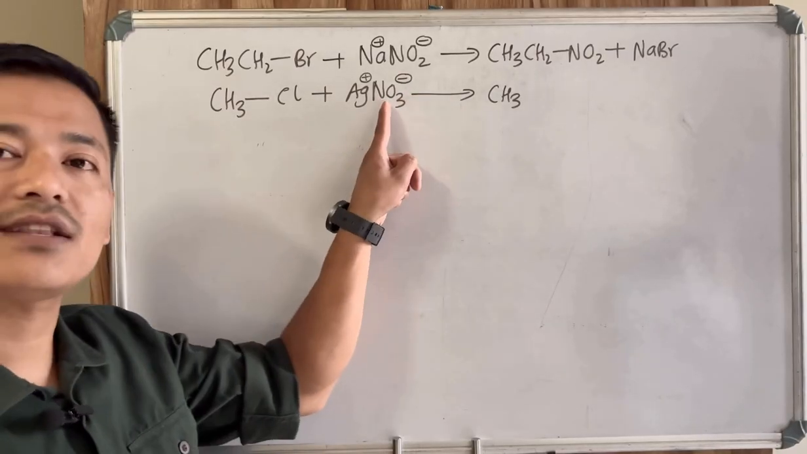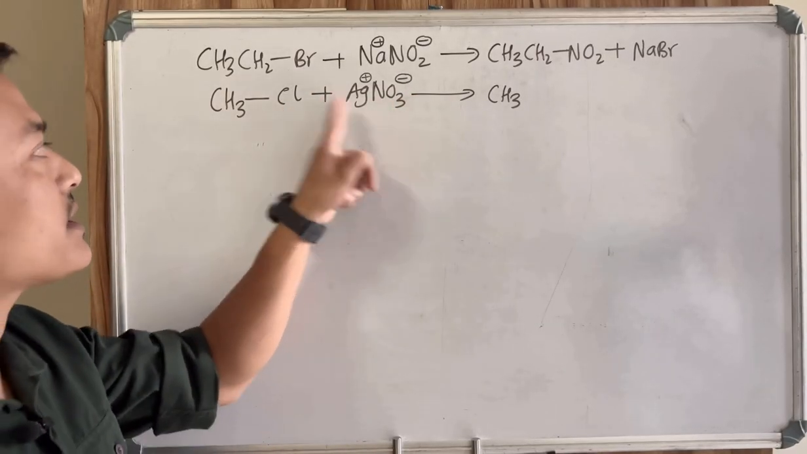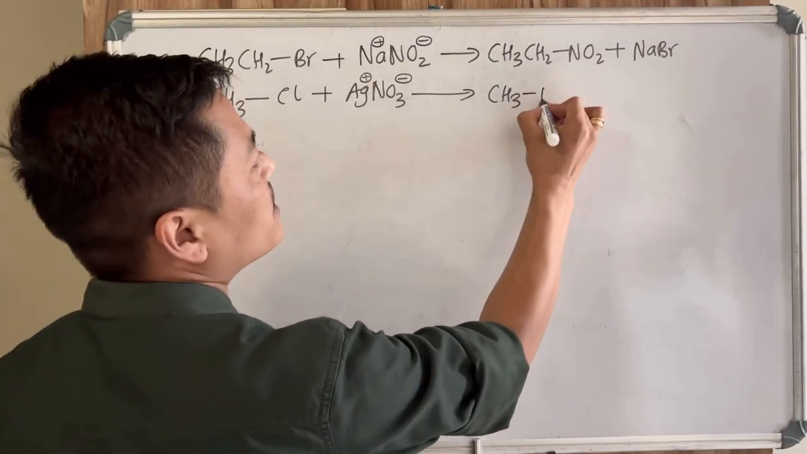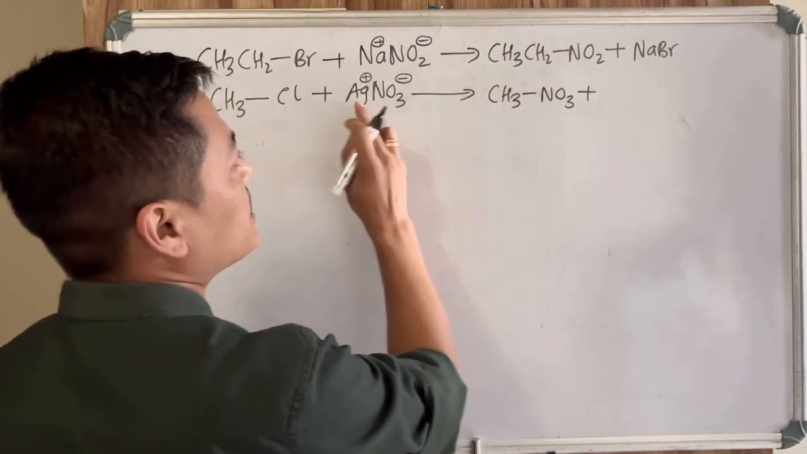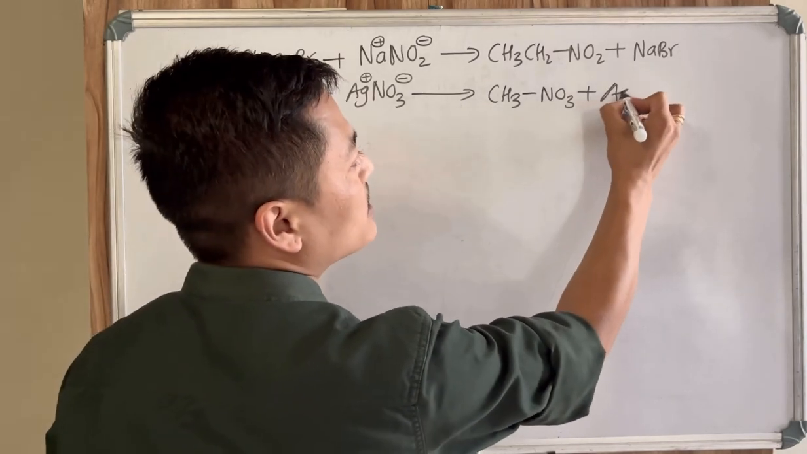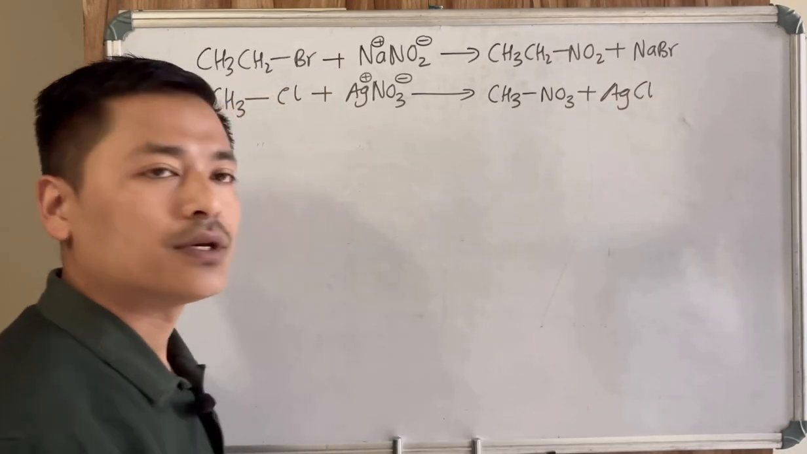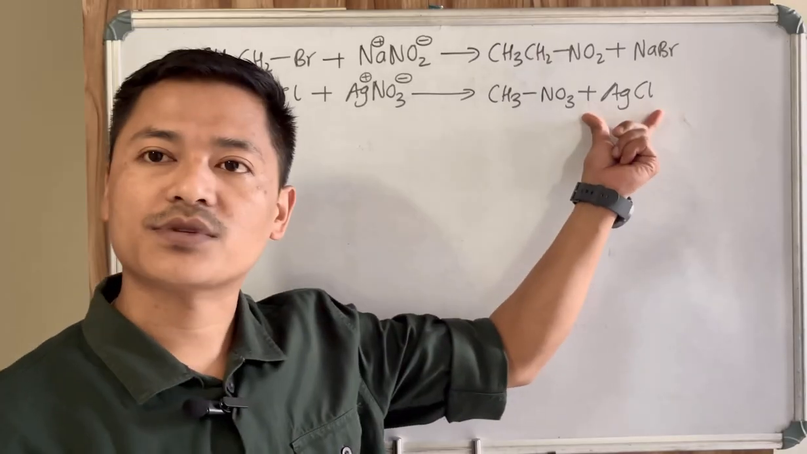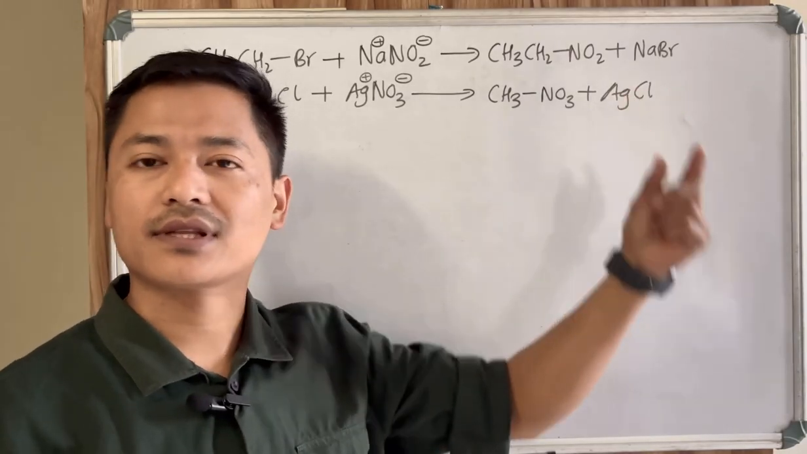And this is a nucleophile over here. It will be replacing the halogen. That is why instead of Cl, there will be NO3 over here. And Ag plus will be combining with the chlorine that is coming out from here to form AgCl. Usually AgCl forms a white precipitate, which we'll be discussing later in the topic.